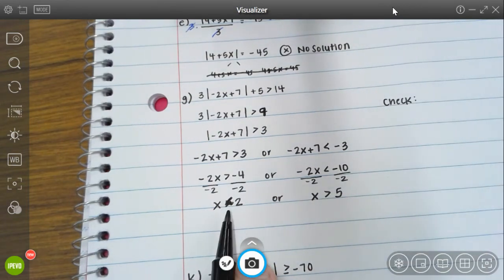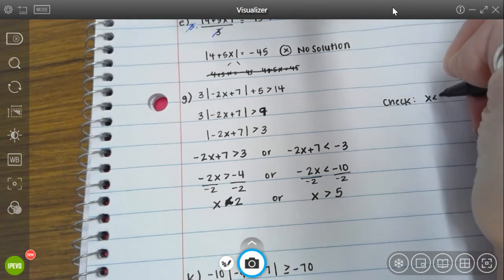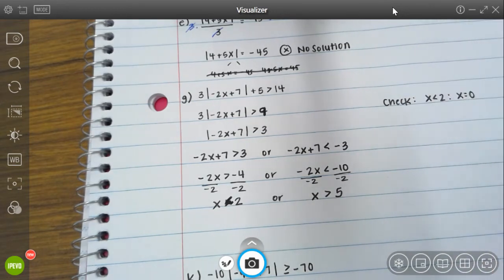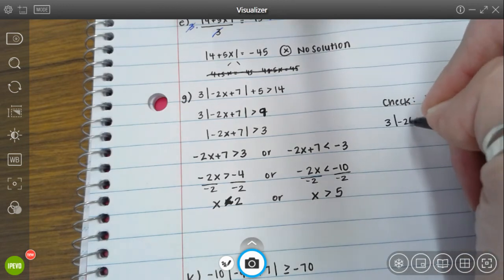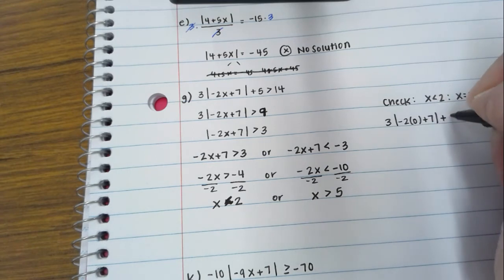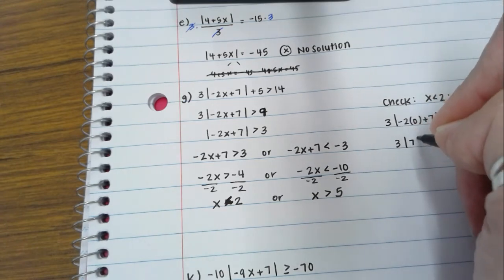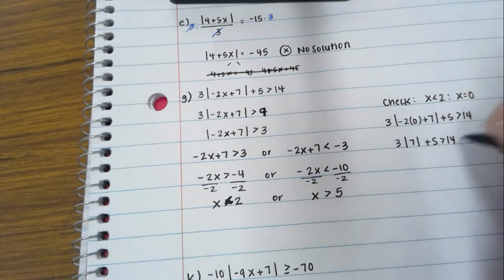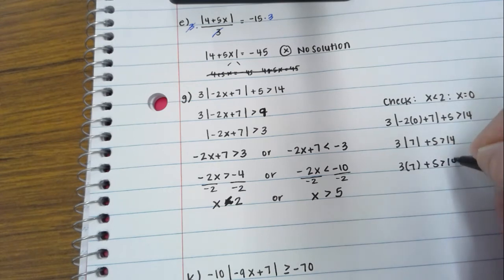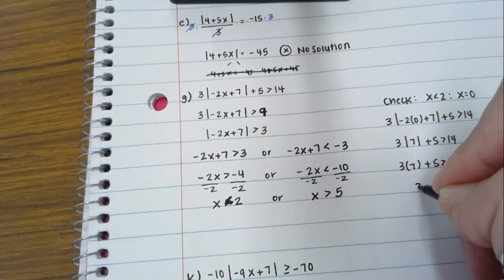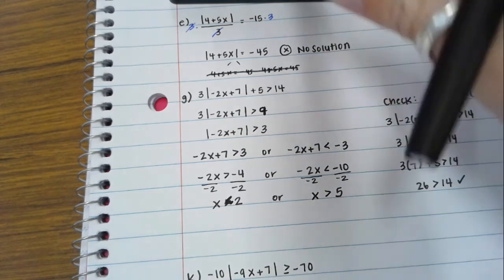So my check for my first inequality, I'm going to pick a number that's less than 2. I'll choose x is equal to 0 because that's easy. So 3 times the absolute value of negative 2 times 0 plus 7 plus 5 is greater than 14. I'm just going to simplify here. So 3 times the absolute value of 7 plus 5 is greater than 14. That gives me 3 times 7 plus 5 is greater than 14. So that's 21 plus 5. So 26 is greater than 14. So that does work.